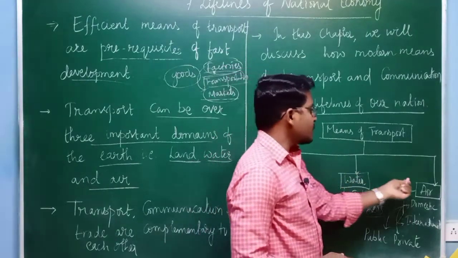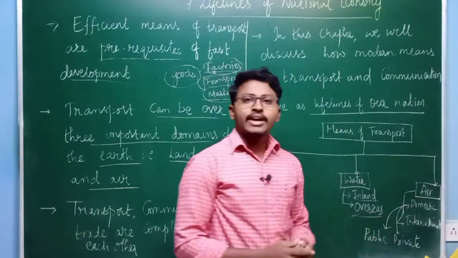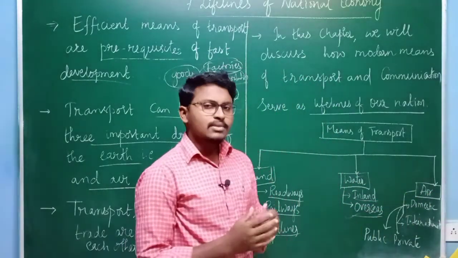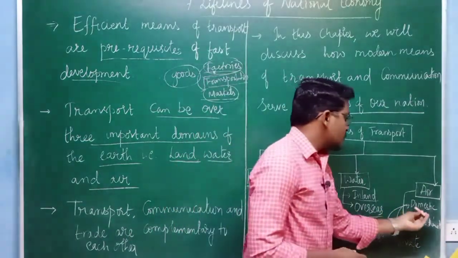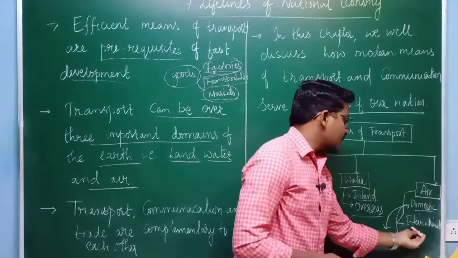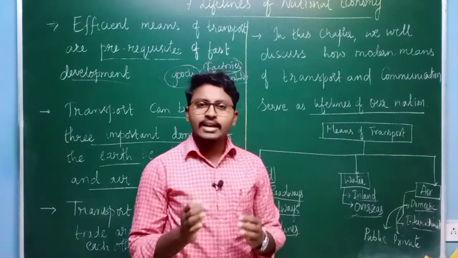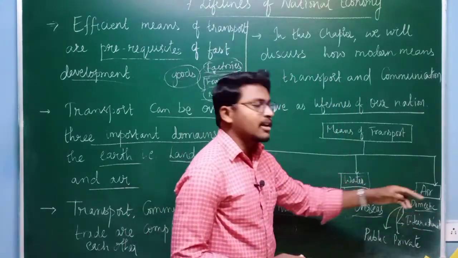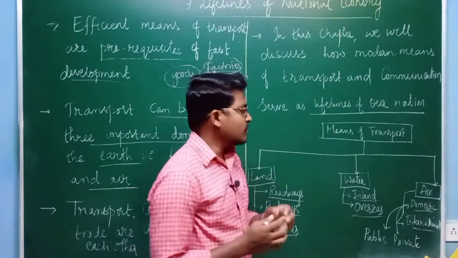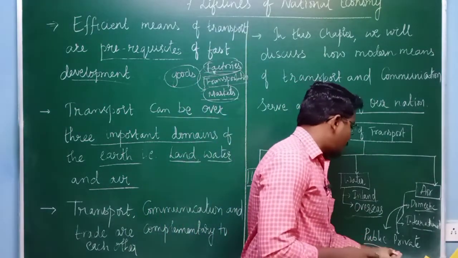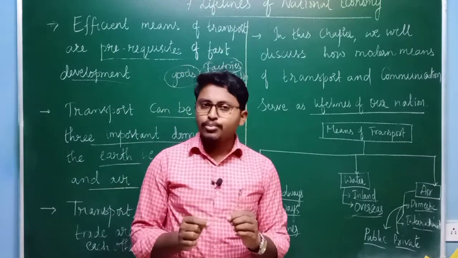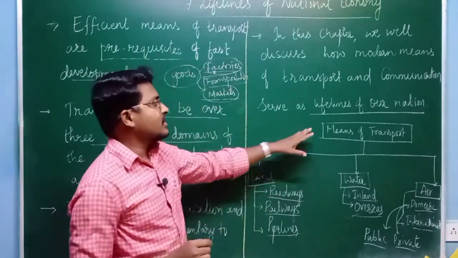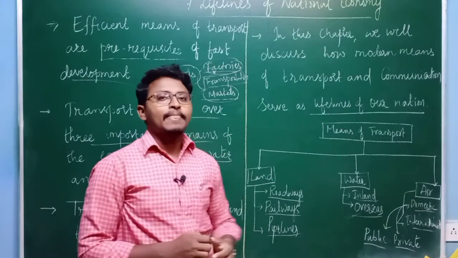Then the next means of transport is through air. You all know we have airways, and these airways can be of two different types. One is domestic and the second one is international. These domestic airlines can be further divided into two different types, public as well as private. So these are the three important domains of the earth where the means of transportation can take place.